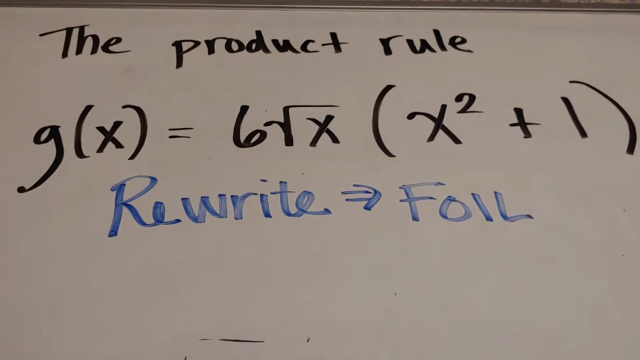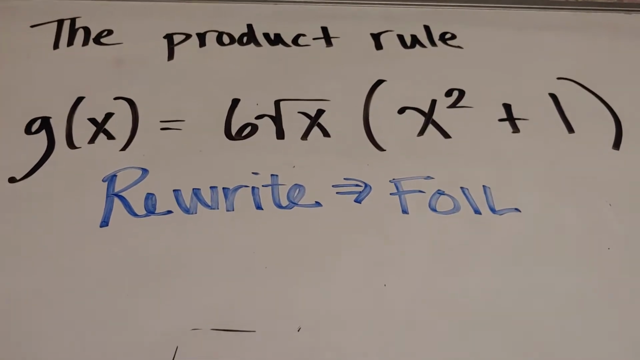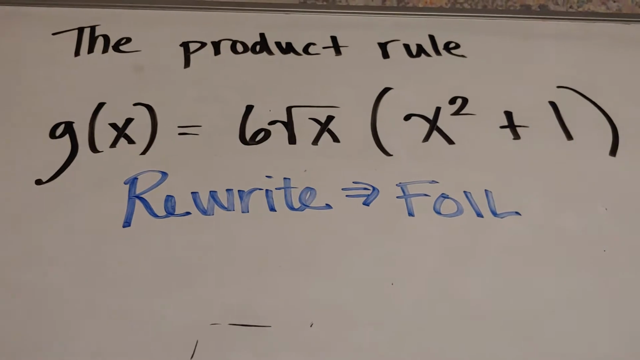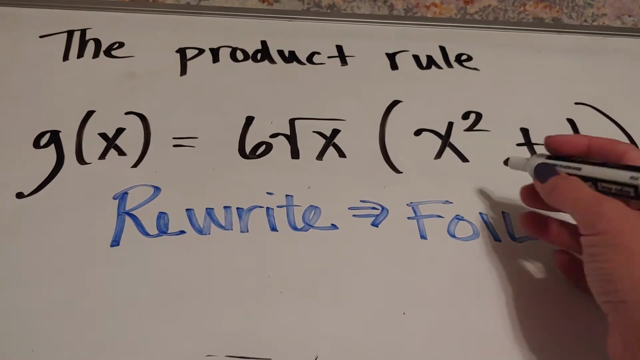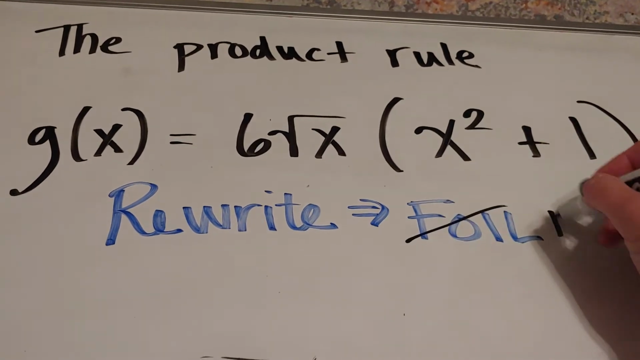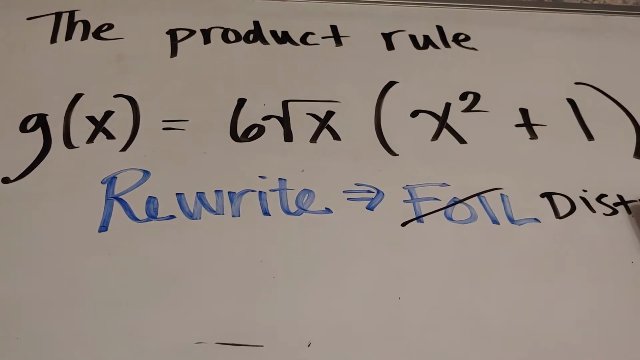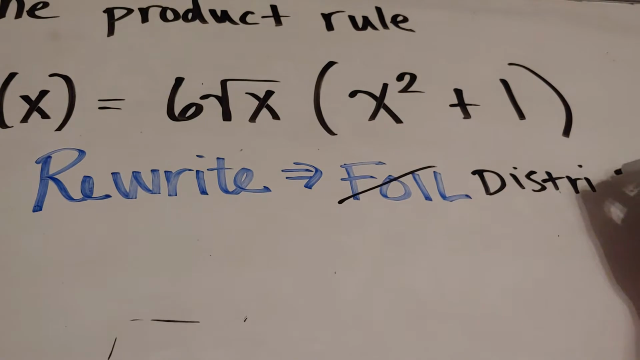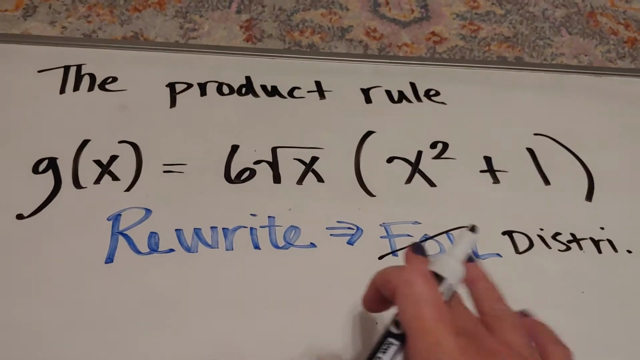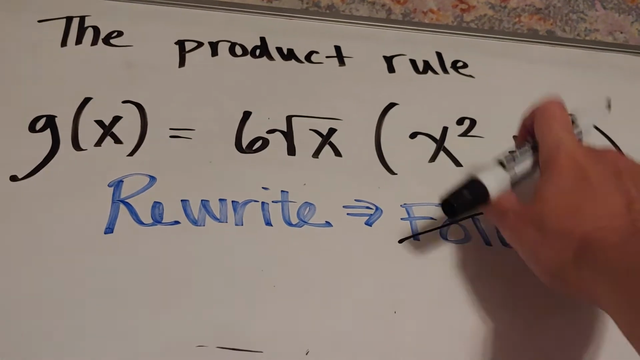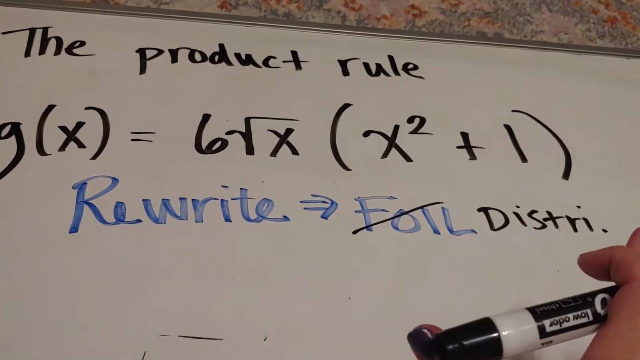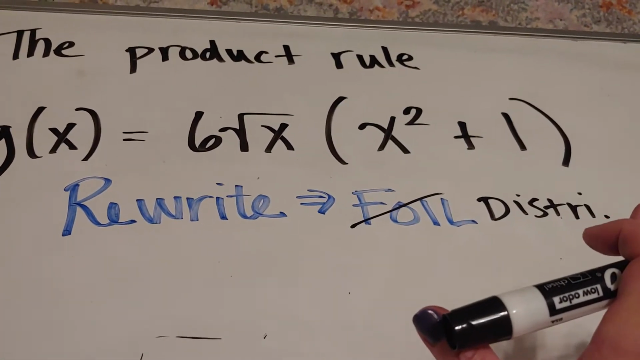In this video, we're going to look at the product rule one more time with an example I already looked at, but we're going to look at rewriting it or foiling it first. I guess I should say it's technically not FOIL in this example, it's just distribution. All right, fine. So we're going to distribute this 6 square root x through, and then I won't have a product anymore. I can go ahead and just take the derivative term by term.